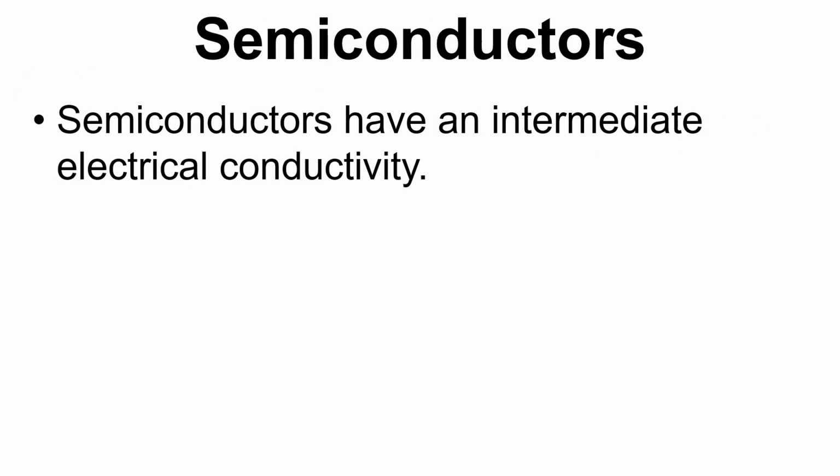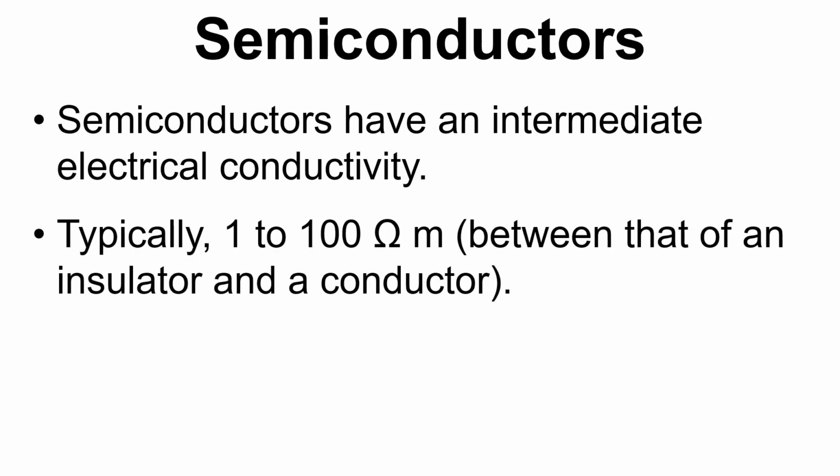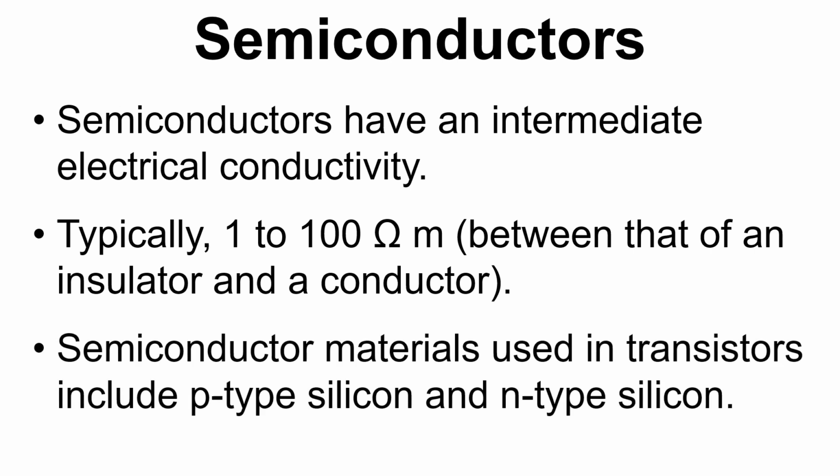Semiconductors have an intermediate electrical conductivity, typically 1 to 100 ohm meters for their resistivity, and that's between the sort of resistivity that you expect for an insulator and a conductor. Now, semiconductor materials used in transistors include p-type silicon and n-type silicon, so we're going to have to try and understand what these are.